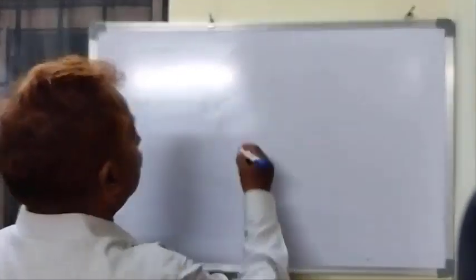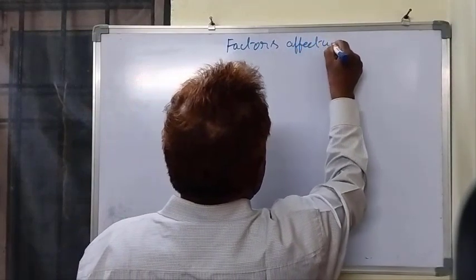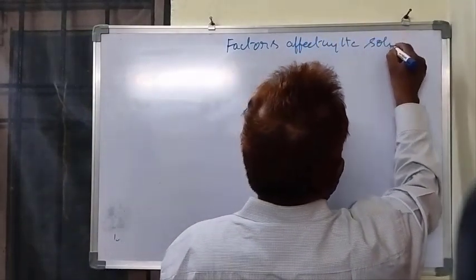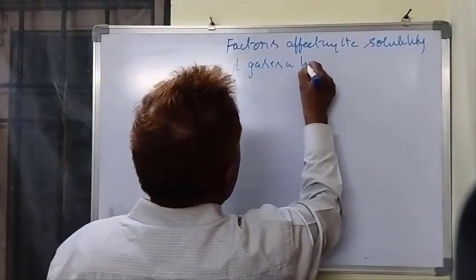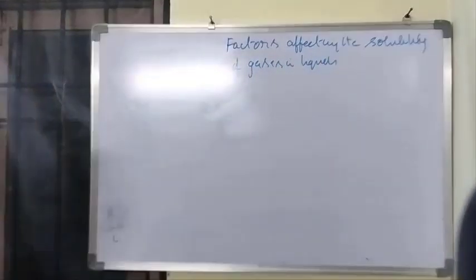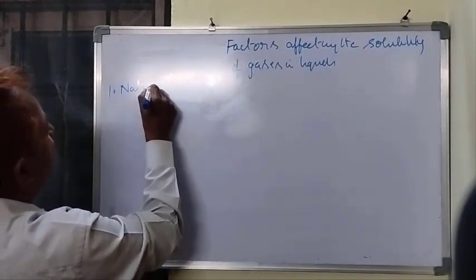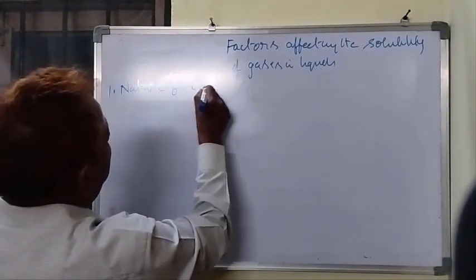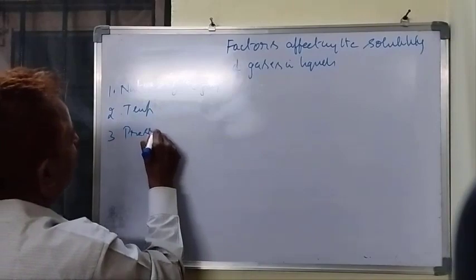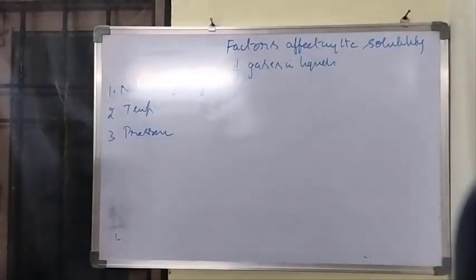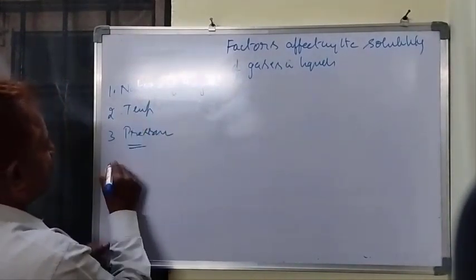Now let us see the factors affecting the solubility of gases in liquids. What are the factors that affect the solubility of gases in liquids? Number one, nature of the gas. Number two, temperature. Number three, pressure. So these are the factors that affect the solubility of the gases in liquids. Now let us discuss each of these effects.